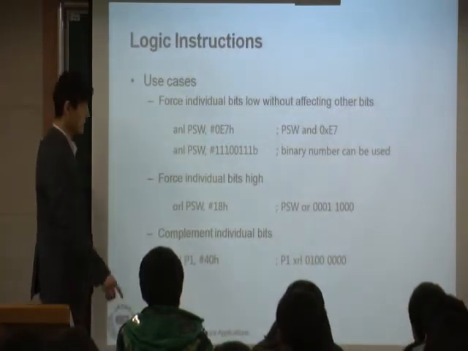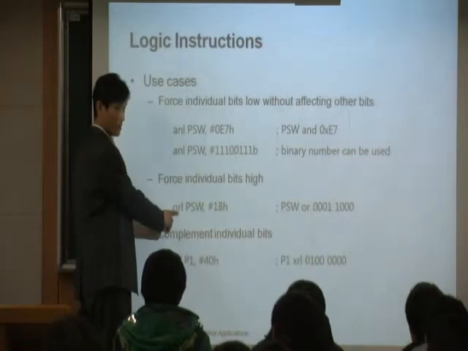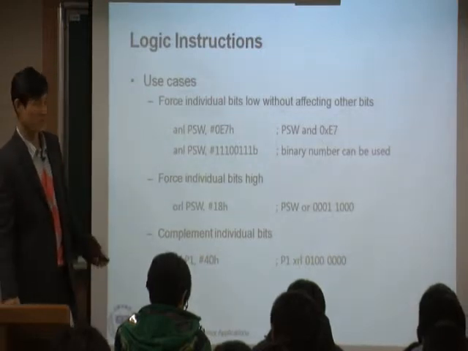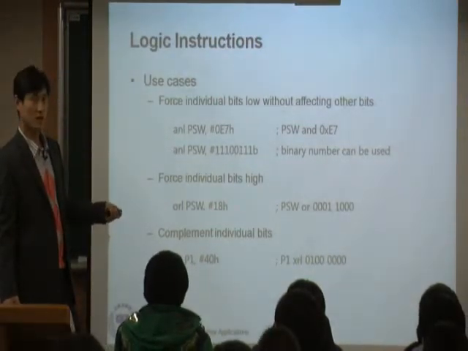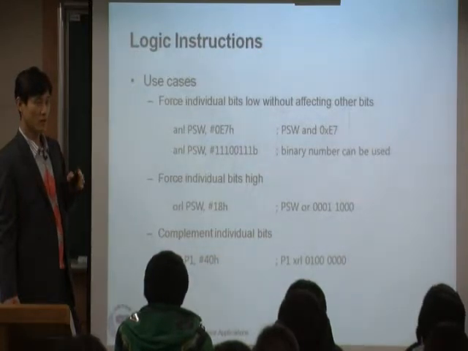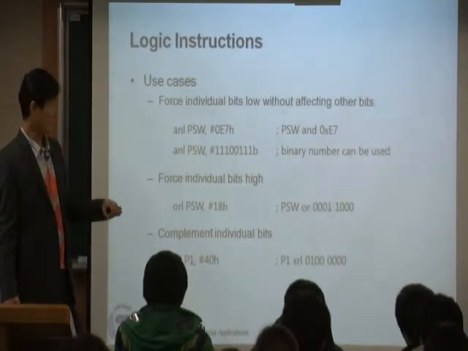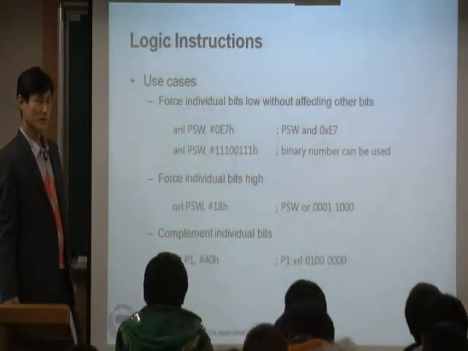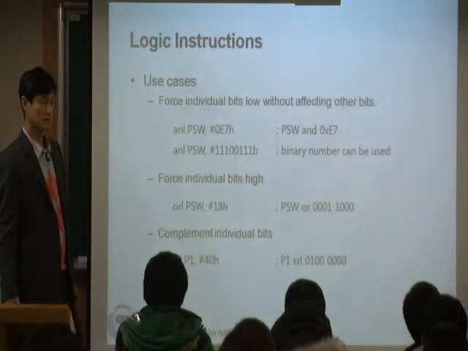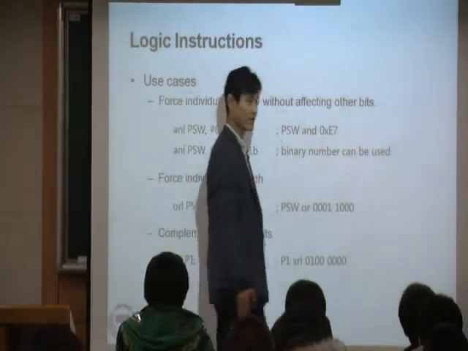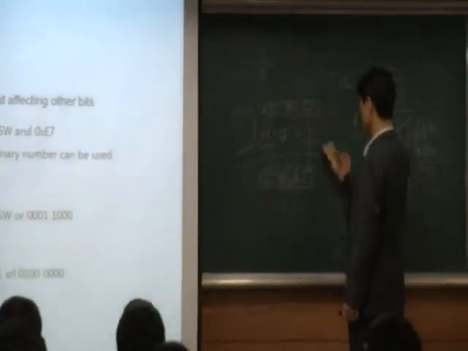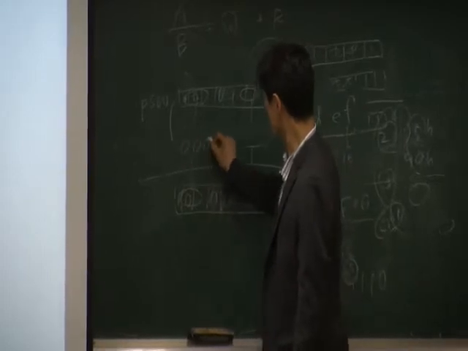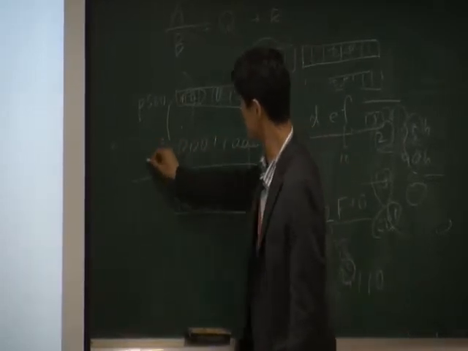And let's look at this one. On the second example, what I'm doing is OR with 18H. So let's see what happens if you do it. 18H is 0001, 1000. And I'm trying to do OR. You can actually do it simply. We have 0001, 1000, and you want to do OR.